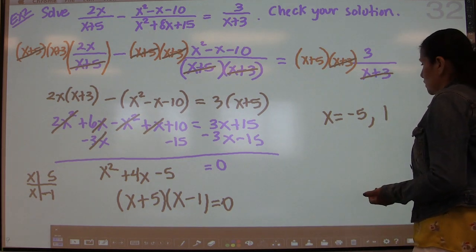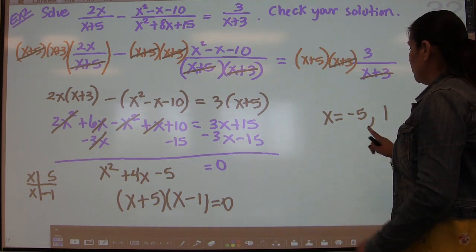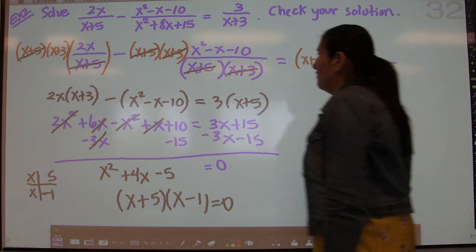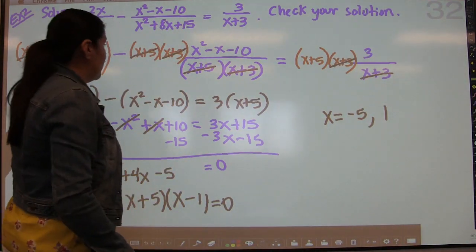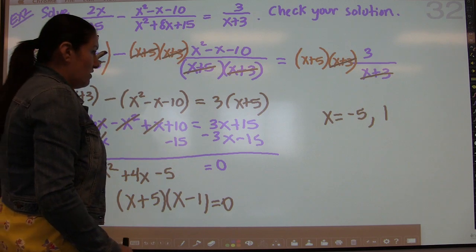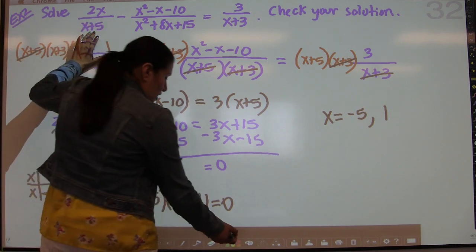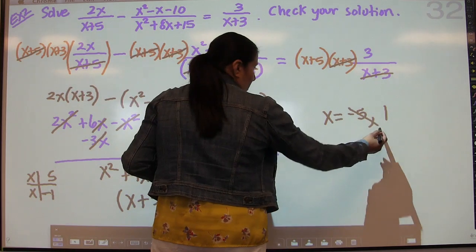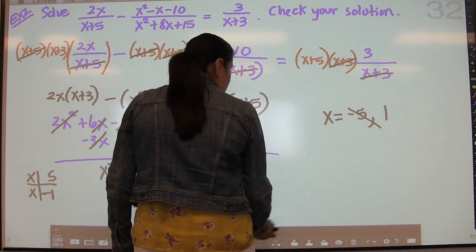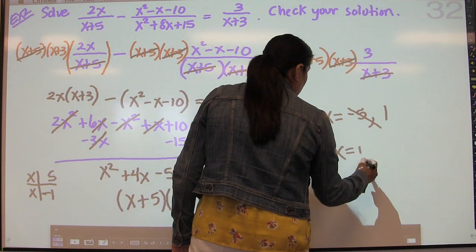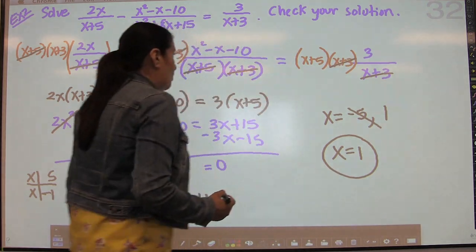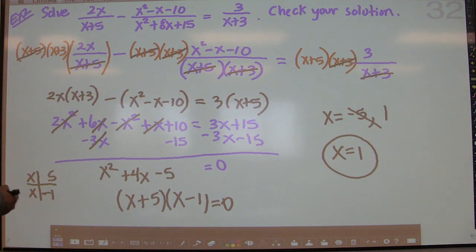But when we check those solutions, like I said before, we know that we can't have negative 5, because if you have negative 5, then you would have division by 0 in this scenario. So that's what we call an extraneous solution. So we don't want to include a negative 5. So our actual answer is only going to be x equals 1, because that one won't cause division by 0. So there we go.